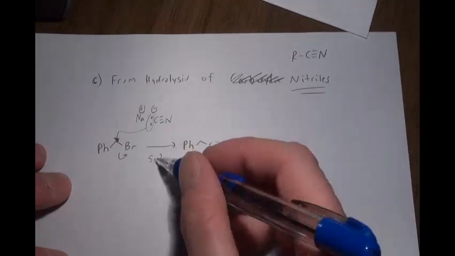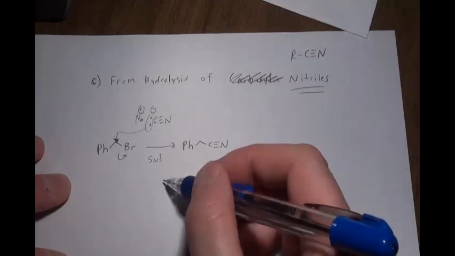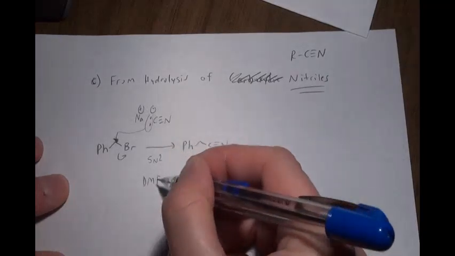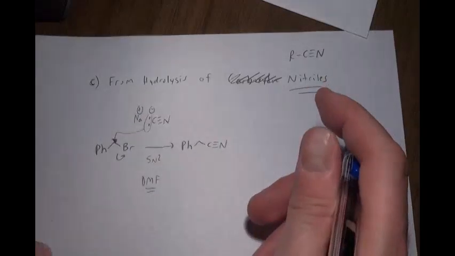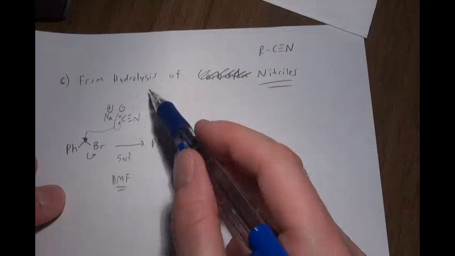Alright, what else? So what's a good SN2 solvent? If you want to do an SN2 reaction, you need a solvent. Usually DMF is one of the good ones. We learned that in Organic 1. Okay? Alright, so then once you got a nitrile, we can hydrolyze it.